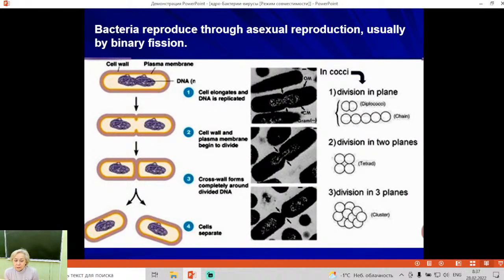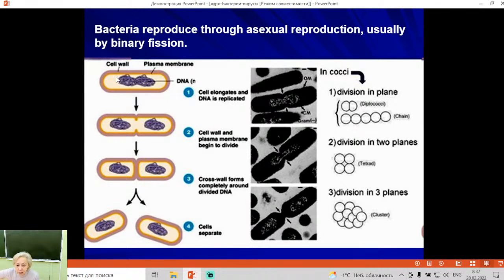Reproduction of bacteria. Bacteria reproduce through asexual reproduction, usually by binary fission. A process of asexual reproduction you can see on this slide.